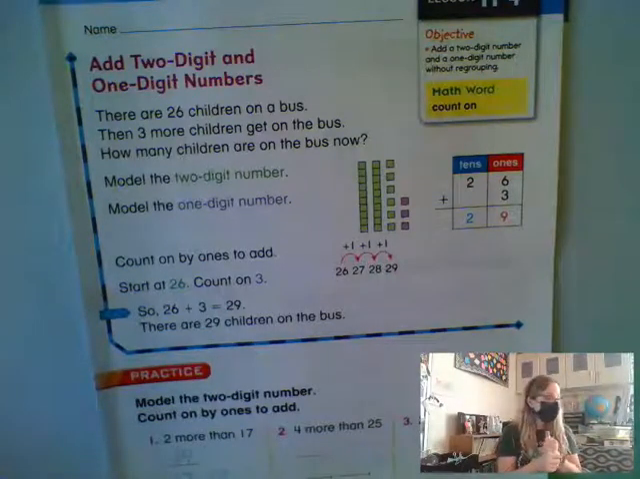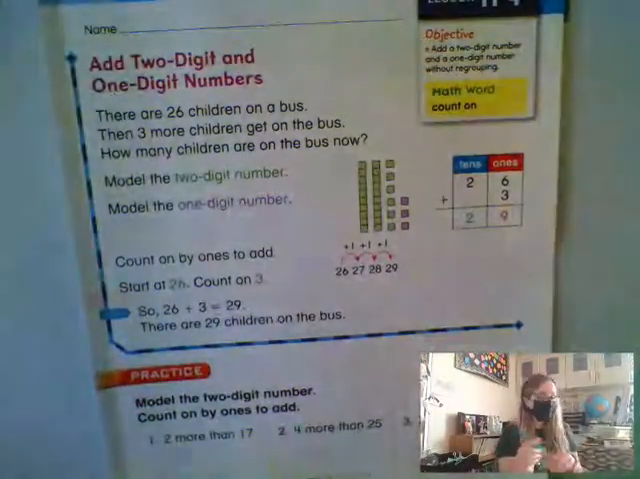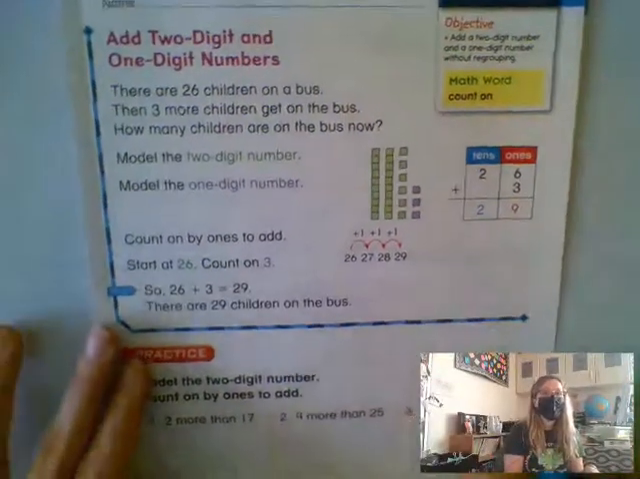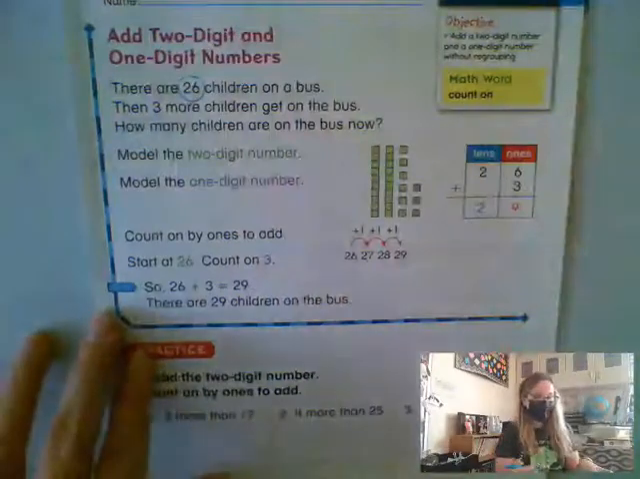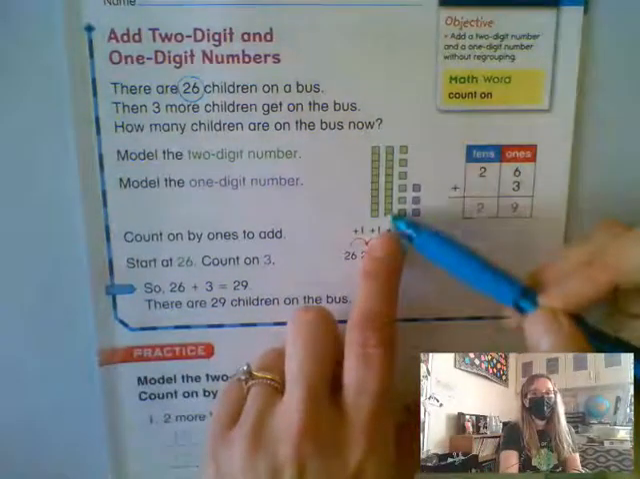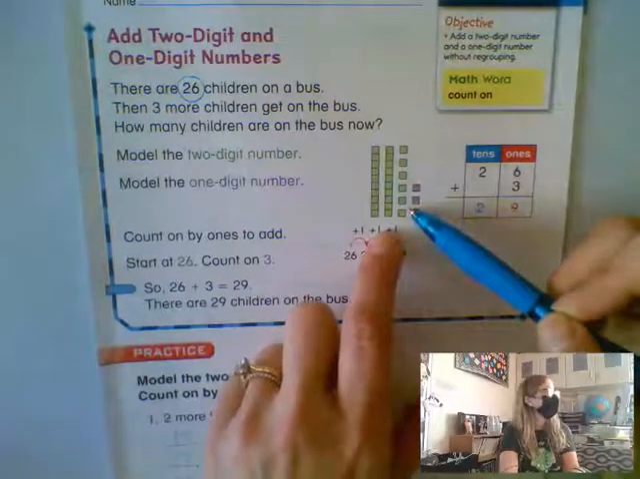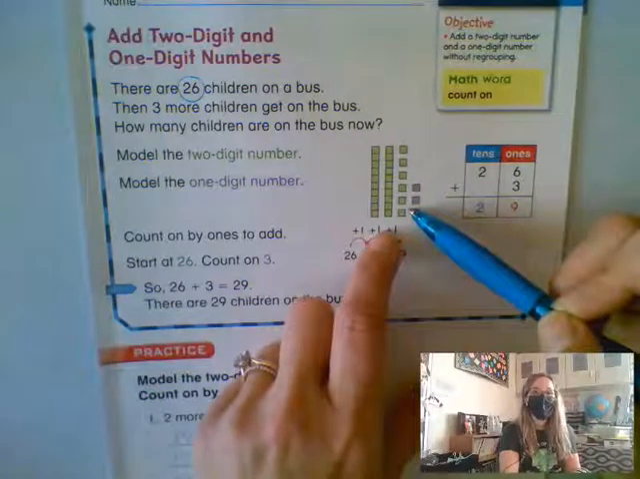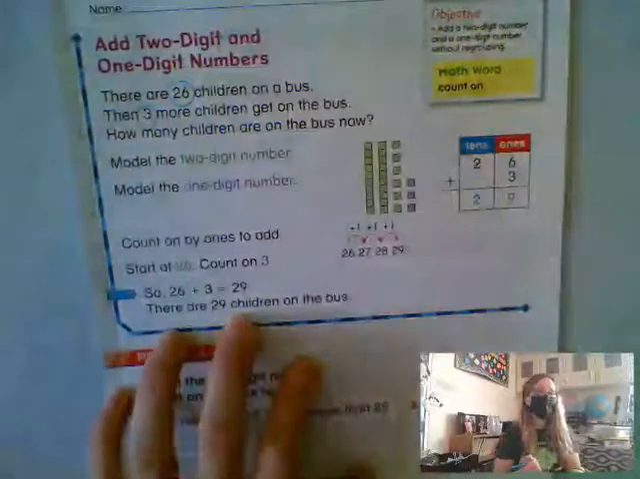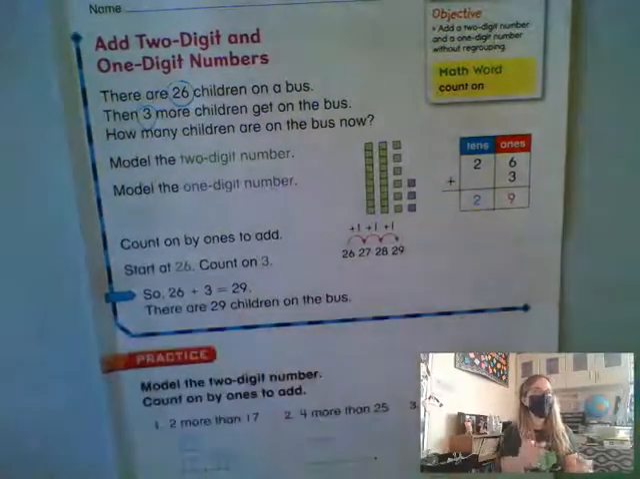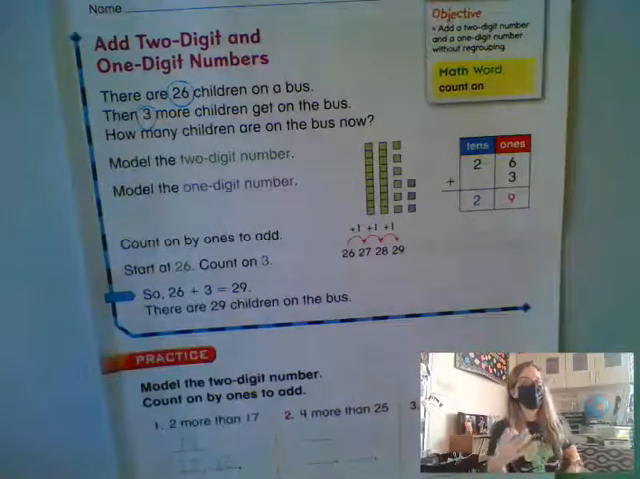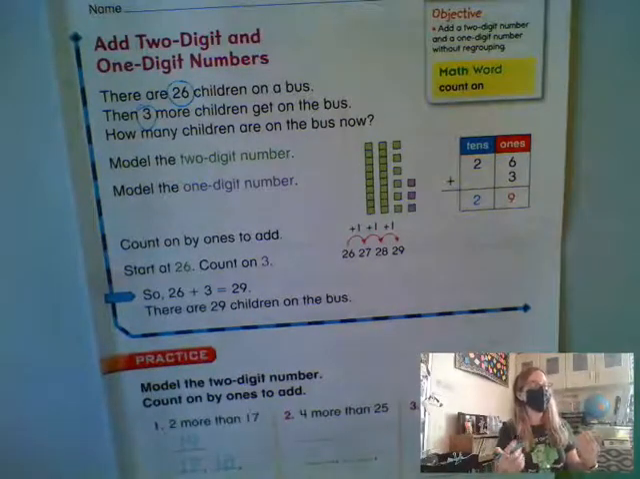So using your pencil, it says there are 26 children on a bus. So I would like you all to circle 26 children. And right here you can see the green. They have 2 tens and 6 ones to show 26. Then it says there are 3 more children that get on the bus. So here's the purple, 1, 2, 3. They brought in 3 more children. So now they're saying how many children altogether.